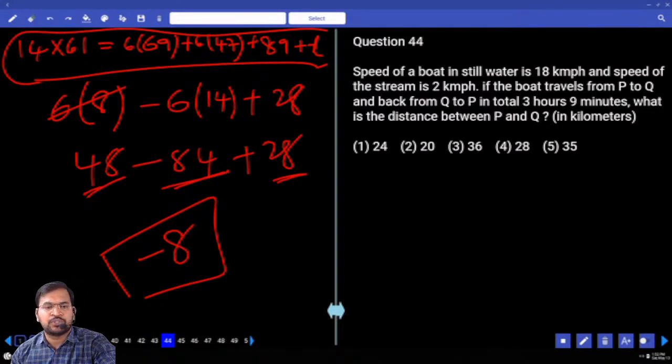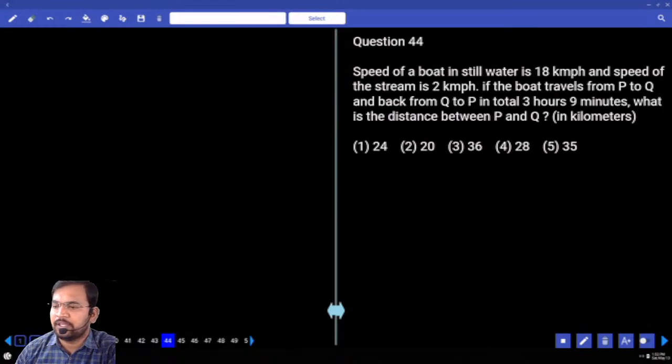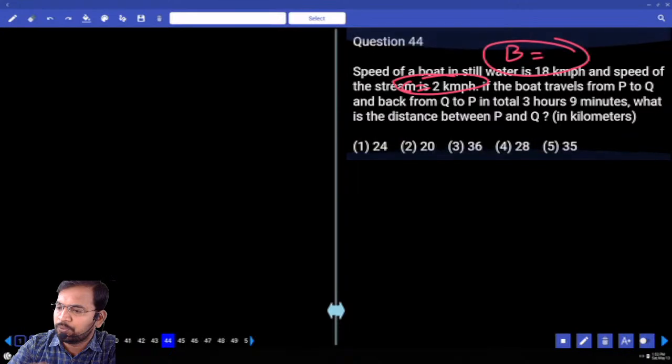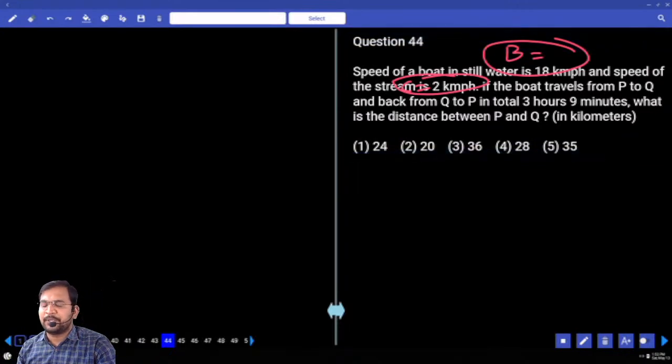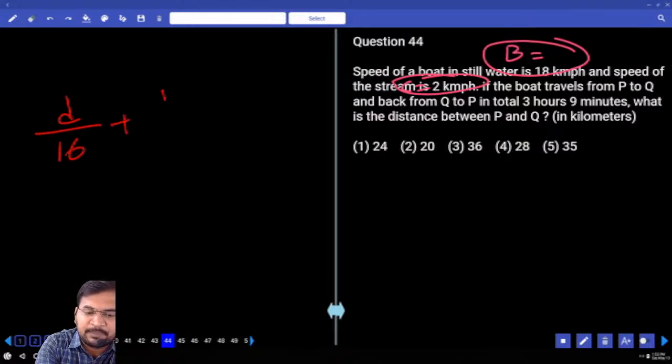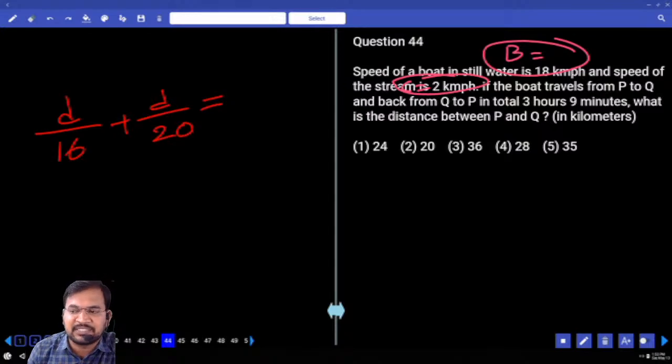The speed of a boat in still water is 18 km per hour. The speed of the stream is 2. Speed of the boat B is equal to 18. Speed of the stream C is equal to 2. If the boat travels from P to Q and back from Q to P in a total of 3 hours 9 minutes, then what is the distance between P and Q? So the distance we don't know, call it D. Upstream is B minus C, that is 16. Downstream is B plus C, that is 20, and the total is 3 hours 9 minutes.